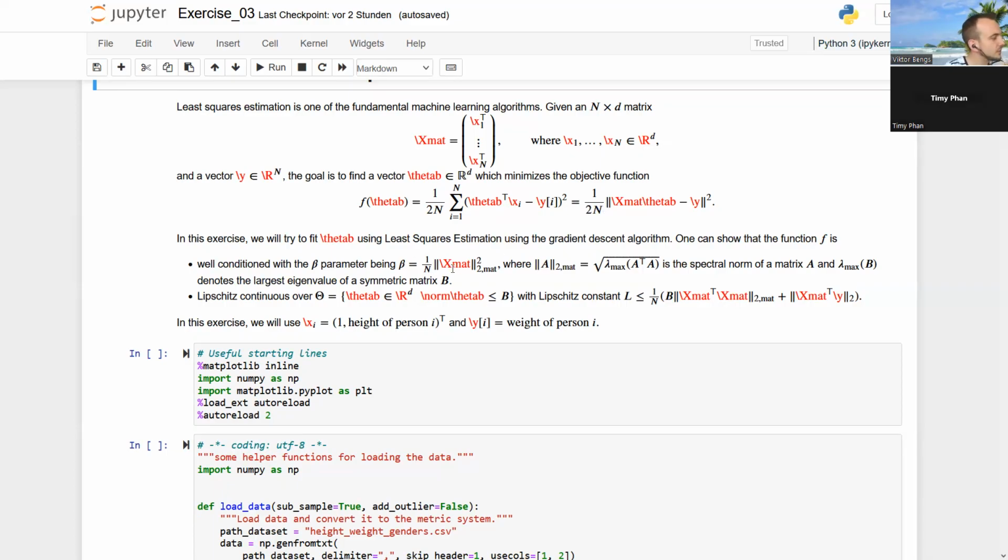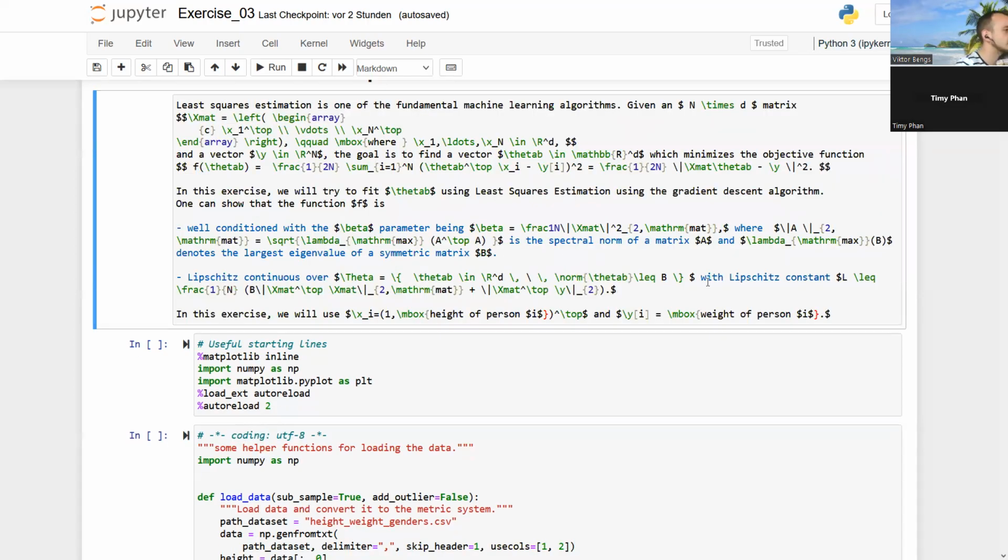You can check this analytically if you want, but you can also trust me, the beta parameter is nothing else than the squared spectral norm of the information matrix. Wait, there's a bug. This cannot be true.